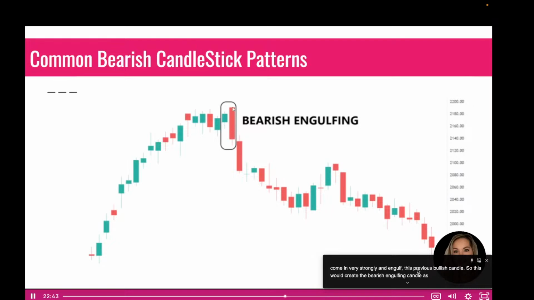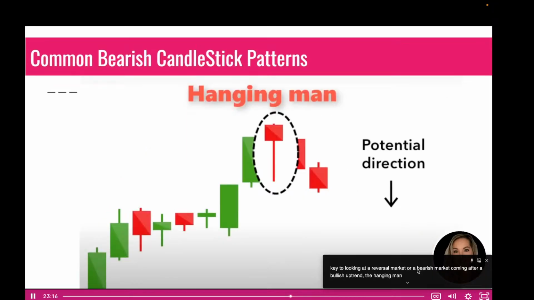As you can see, there's so much strength and momentum in this bearish candle, showing that the bears have now arrived and are ready to go and push this market down. A lot of times what you will see is it will break the area of consolidation. As you can see where all of these candles are kind of hovering at, usually the engulfing candle will break through that area as well and start pushing the market down. So this could be a potential key to looking at a reversal market or a bearish market coming after a bullish uptrend.